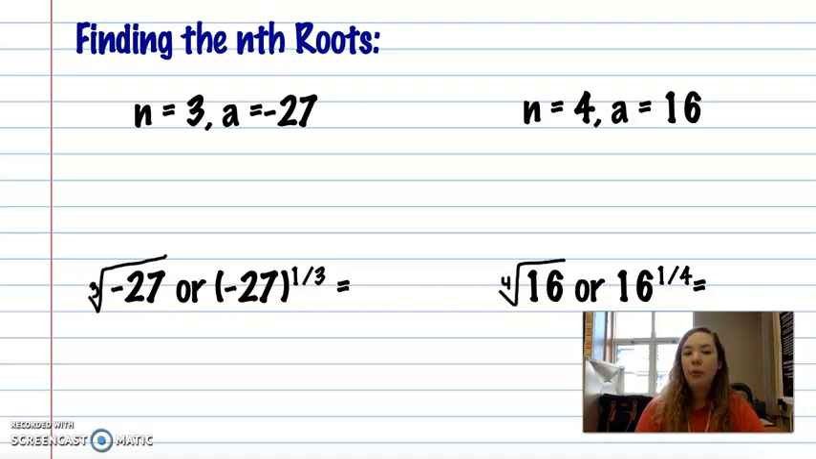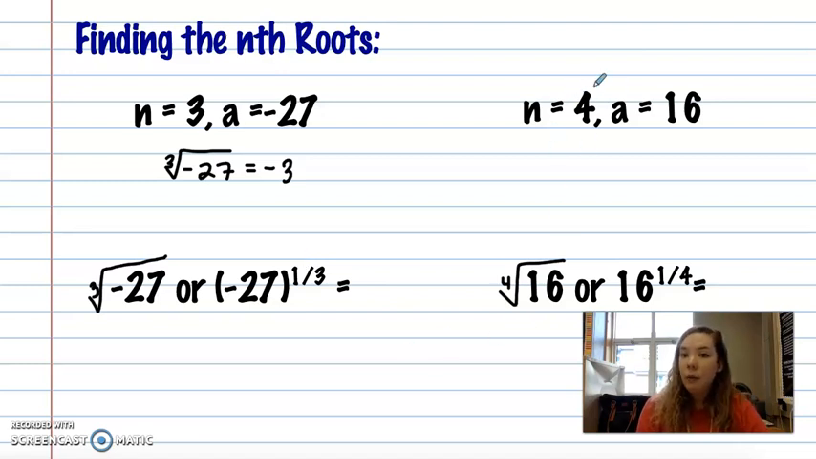Finding the nth roots. Sometimes they'll write them like this, where it says n equals 3, a equals negative 27. So n is our root, that means this would be a cube root. A is our radicand, and it says negative 27. When you have an odd root of a negative number, your solution is negative. So in this case, it'd be negative 3. If you have an odd root of a positive number, your answer is positive.